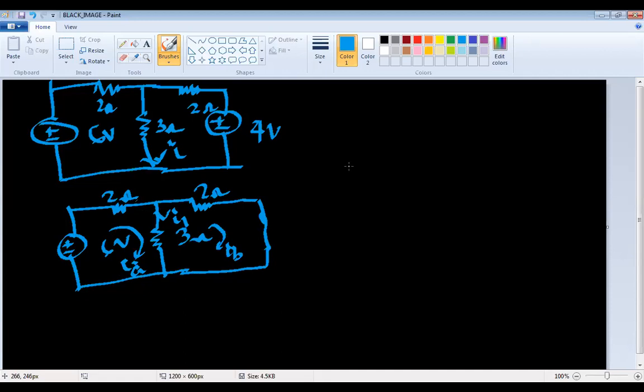Now, let us say this another source. So now we'll consider the 4 volt source. So this is your 2 ohm, and then you have a 3 ohm resistor.